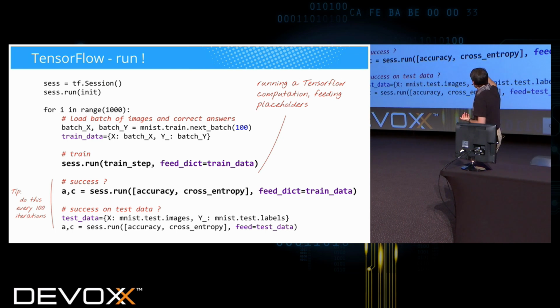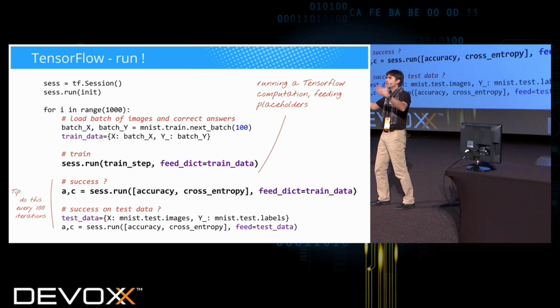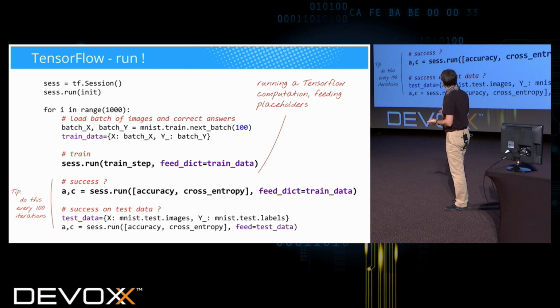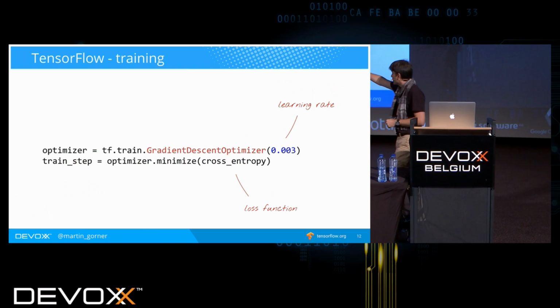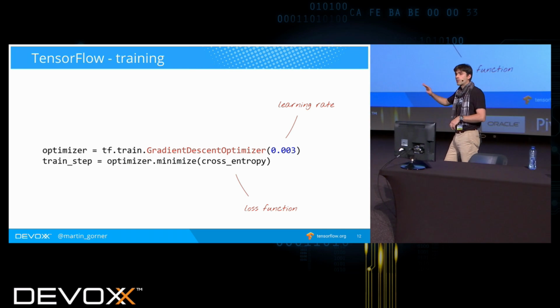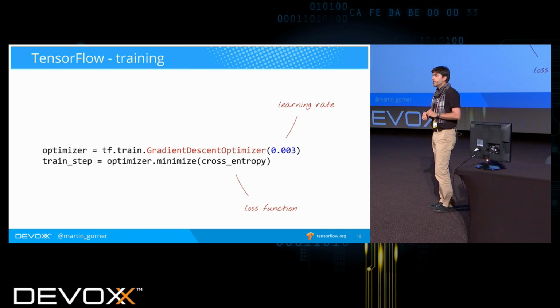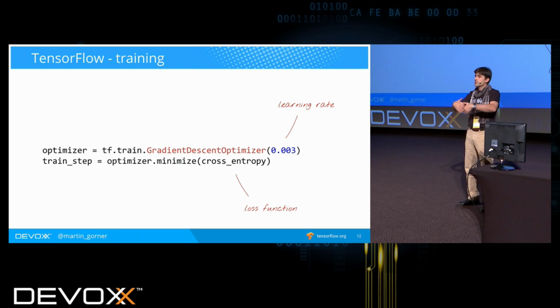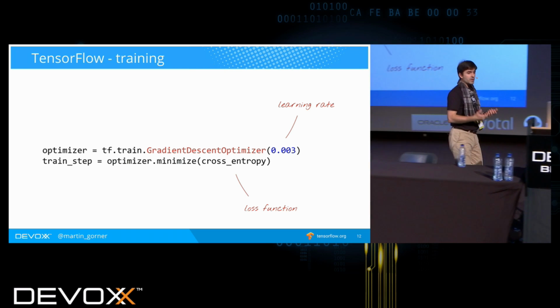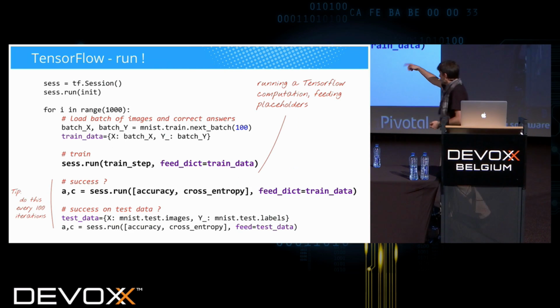Basically, what we do here in this training loop is that we use a utility to load the next batch of 100 images and training labels, and we run a training step. What is a training step? That's what we got here when we asked our optimizer to minimize our cross entropy. So this training step is what actually computes the gradient, applies a fraction of the gradient to modify the weights and biases. So this is how the weights and biases actually evolve during training. And you loop on this.